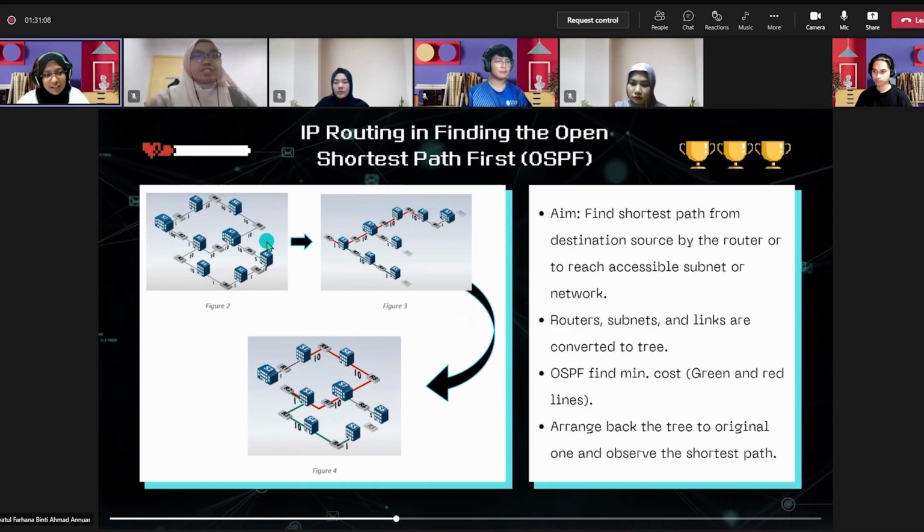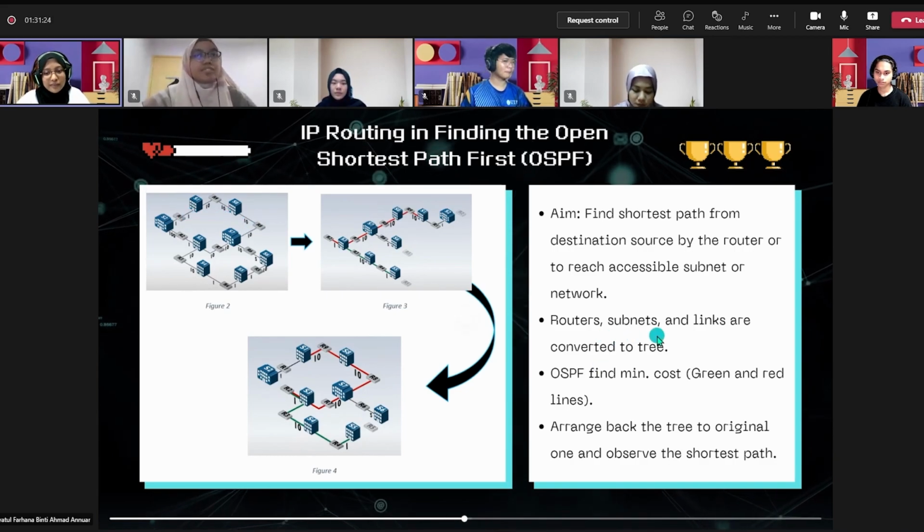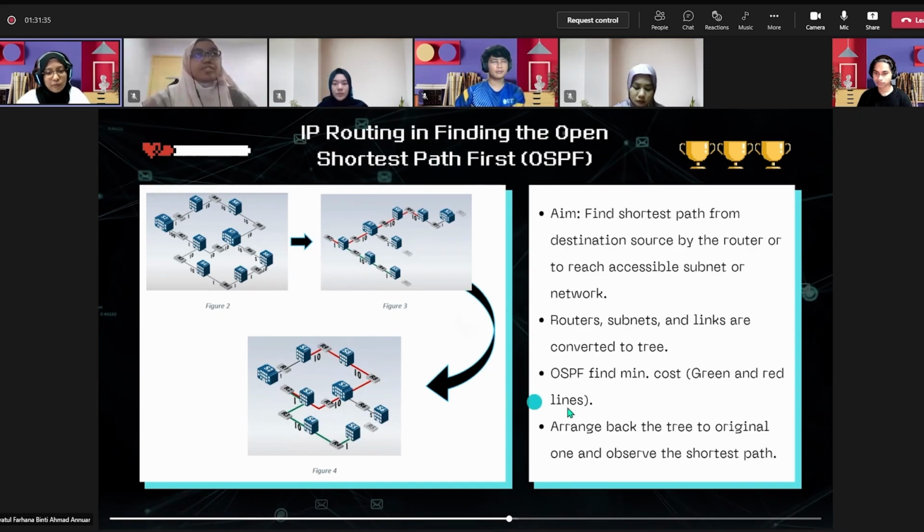In figure 2, we can see there's a gray rectangle. This is the subnet, and the buildings here represent the LANs. When the subnets are connected like this, the lines are called the routers. And then the routers, subnets, and links are converted to a tree. In figure 3, you can see it is converted to a tree, which takes R2 as the root. So what is the OSPF aim again?